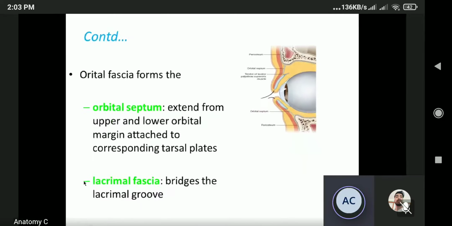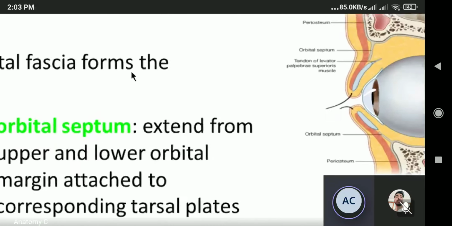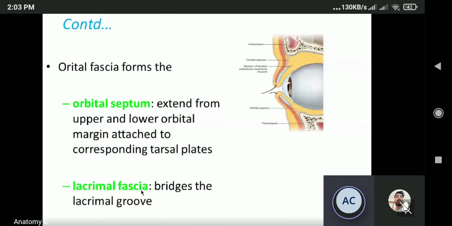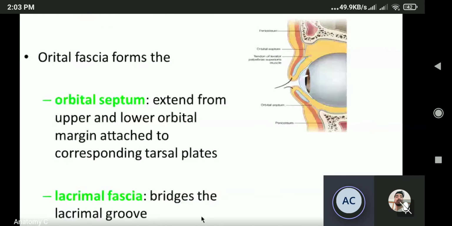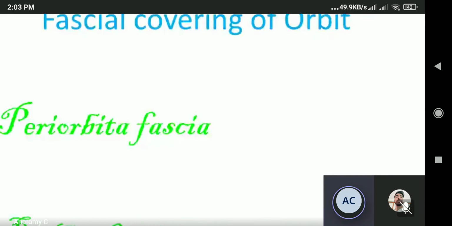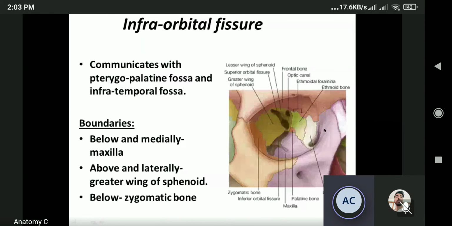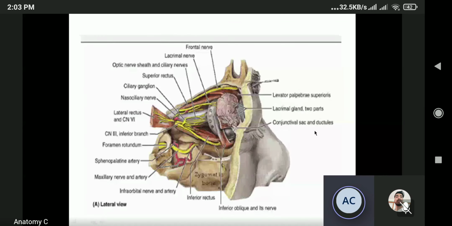And the other part of the orbital fascia forms the orbital septum and the lacrimal fascia. This lacrimal fascia will spread around that lacrimal gland, which I have given you in the previous slide. So this is the lacrimal gland where it will cover. Okay, this is the lacrimal fascia.